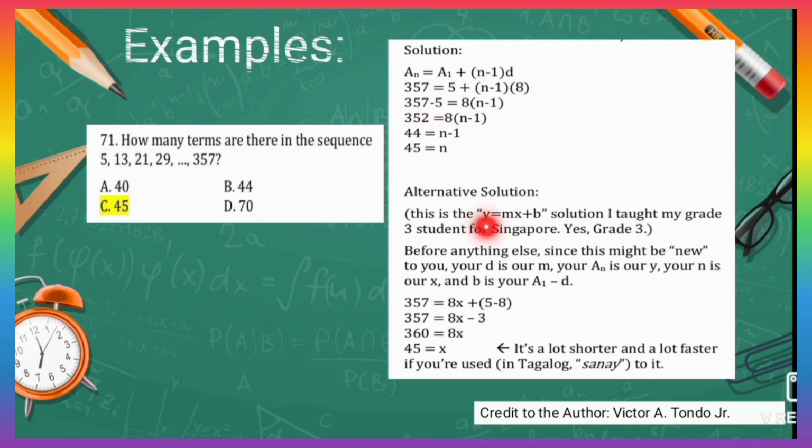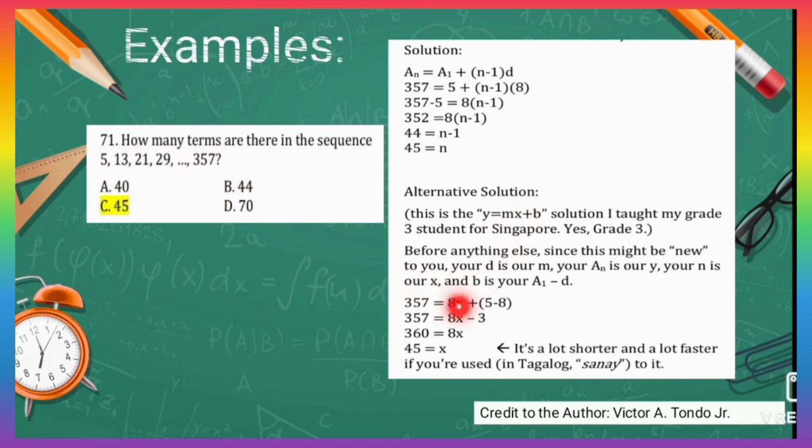So, titingnan na lang natin ito sa slope formula, kung saan ang y natin ay yung biggest number, 357. And then yung 8 natin, which is yung common difference niya, kasi nag-add lang tayo ng 8. So, ang sequence na ito ay arithmetic sequence kasi nag-add lang tayo ng 8 along the way, which is yung common difference nila dito sa sequence ay 8.